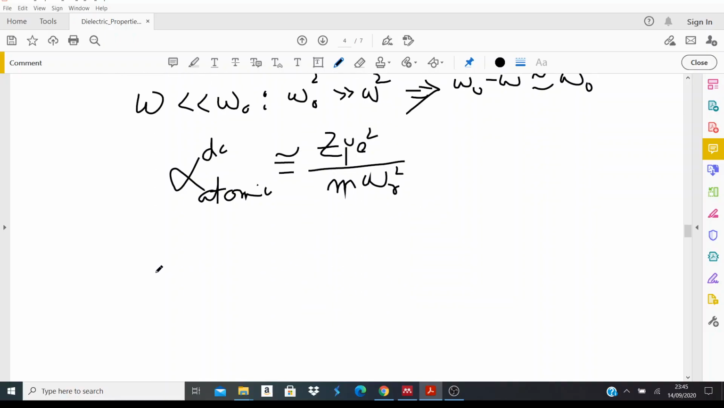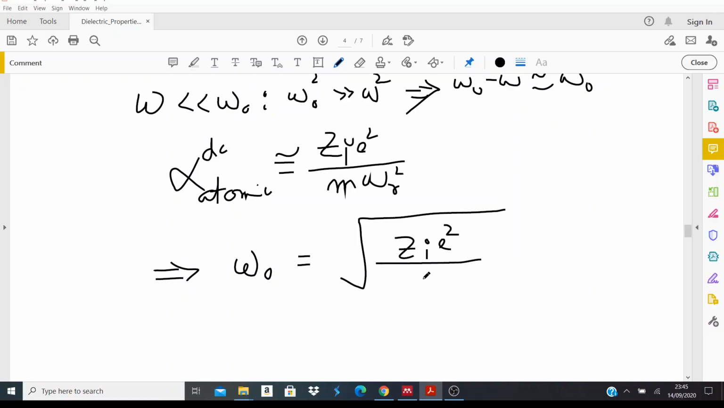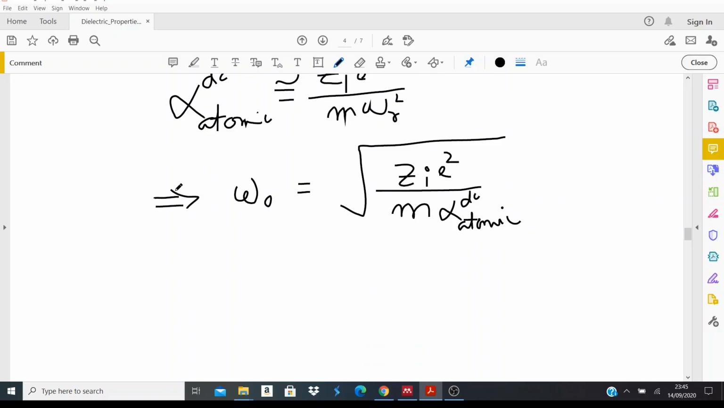And from this expression you can find out the value of this natural resonance frequency of the system, right? This is nothing but, you can rearrange the terms, Z e square divided by m alpha DC atomic, right? That's the expression. So once we have the frequency of the electronic shell vibration, right?